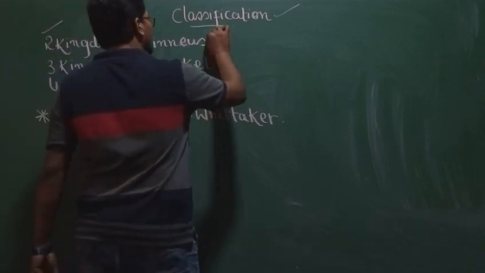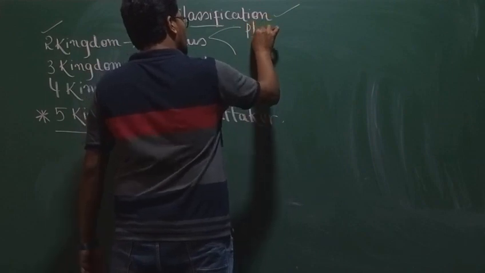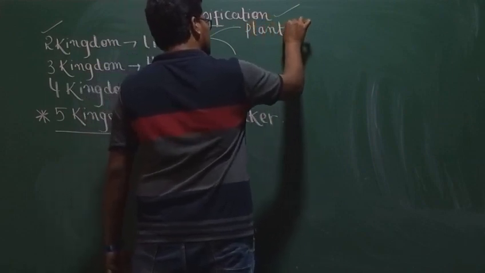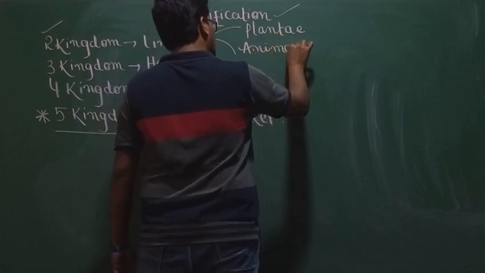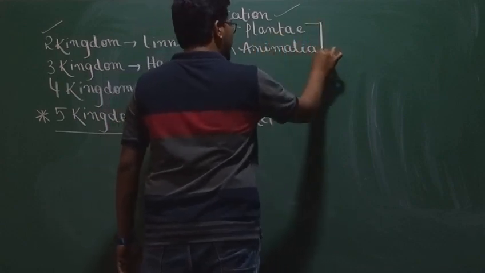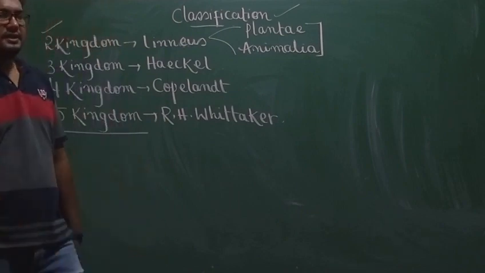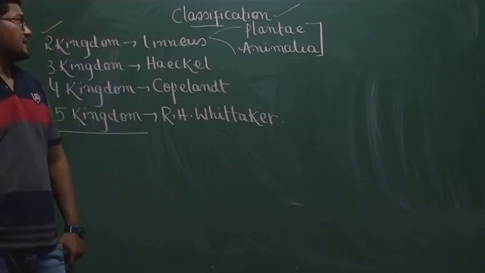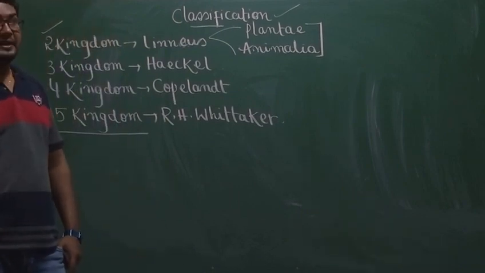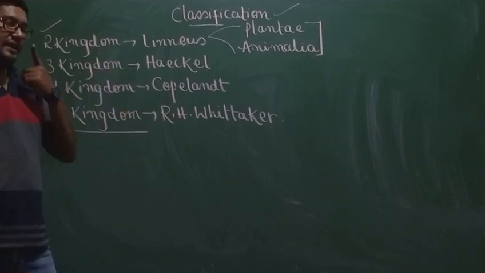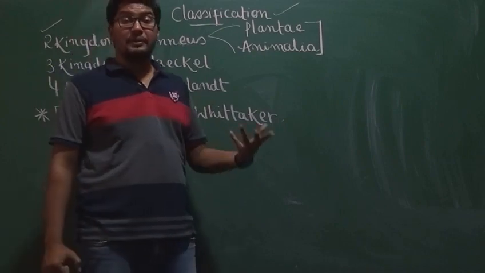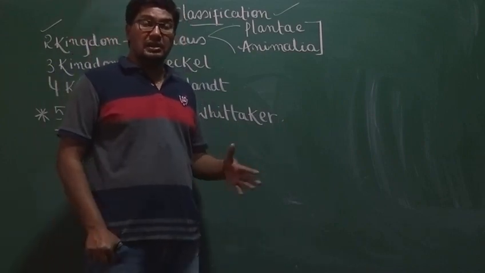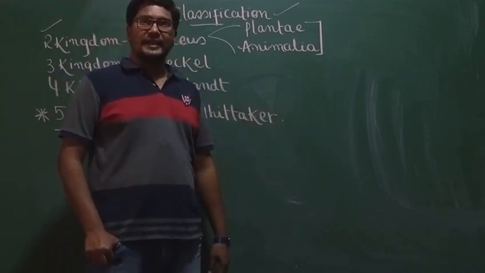According to him, he classified the entire living world into only 2 kingdoms, that is Plantae and Animalia, because at the time of Linnaeus there were no very advanced microscopes and people did not know the difference between unicellular and multicellular organisms and so on.